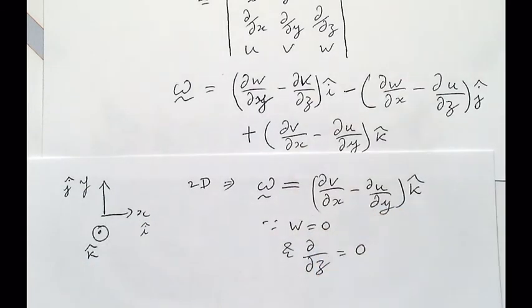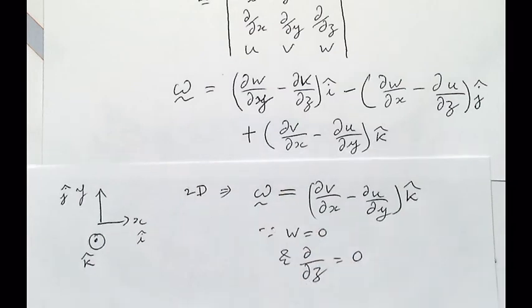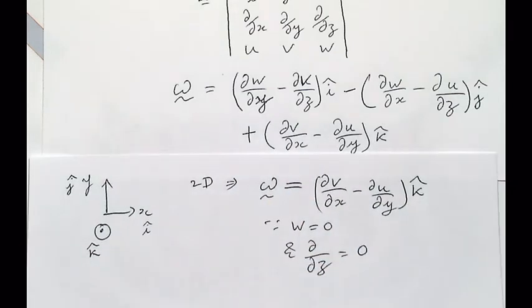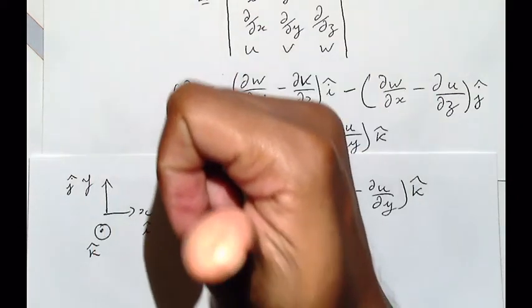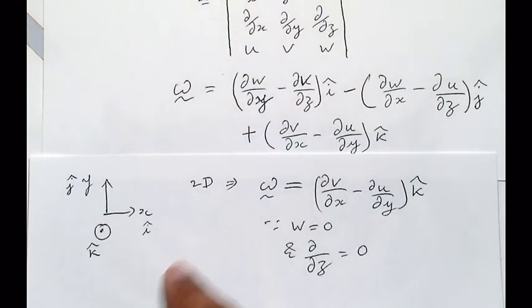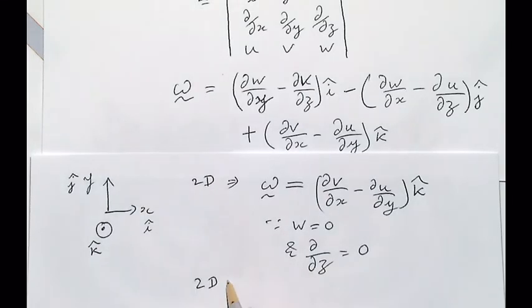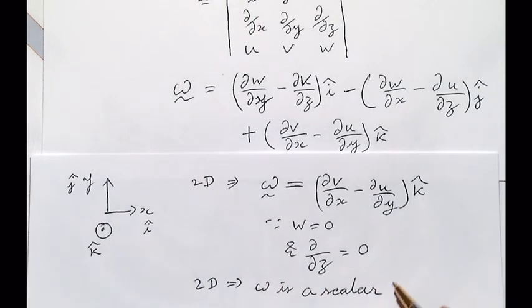It's a right-handed system. So the vorticity in 2D is all pointing out of the plane. Okay? Pointing out of the plane meaning the vorticity is rotating clockwise or anti-clockwise. The fluid is rotating clockwise or anti-clockwise. Okay? So in 2D, omega is a scalar, meaning it has only one component, pointing either out of the paper or into the paper.